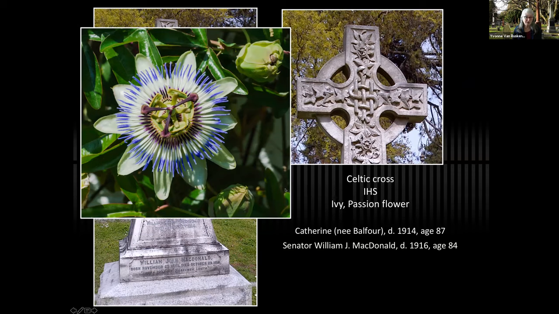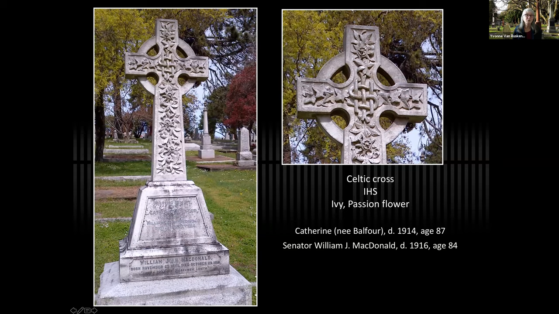Now this cross, of course, obviously from the scale of it, the beauty of it, is from a very wealthy family, Senator William MacDonald and his wife, Catherine. They had a very large mansion over in James Bay, where MacDonald Park is now. That was where their home Armadale was.